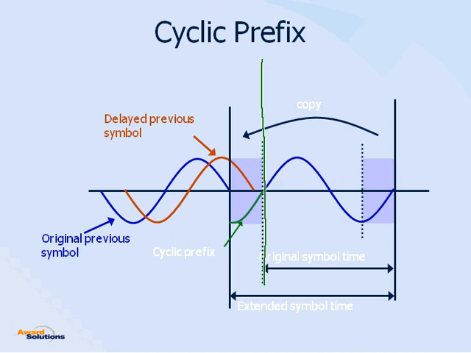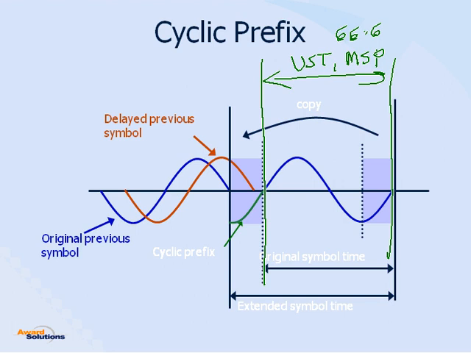Here is our regular symbol time, which we call useful symbol time, modulation symbol time, right? Modulation symbol period, whatever you want to call it. 66 microseconds in LTE. So then what we do, we copy part of the waveform and paste it at the front. Copy and paste. Simple operation. So if you paste, it appears as if we were extending the cycle. That's why the name cyclic extension. Okay, now what is the impact of that?